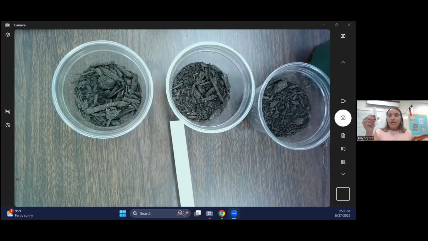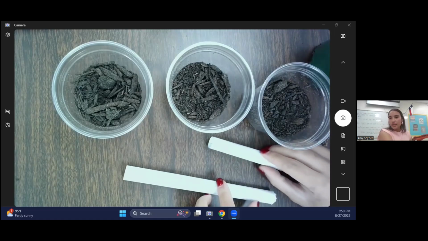The second one, you'll do the same thing, but this time when you roll it up and you tape it, you're just gonna cut it in half. So it's gonna be short. It's gonna be half the size of the original. There's that one. So I'm gonna put those over there.